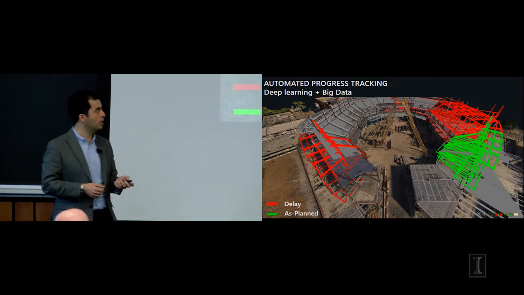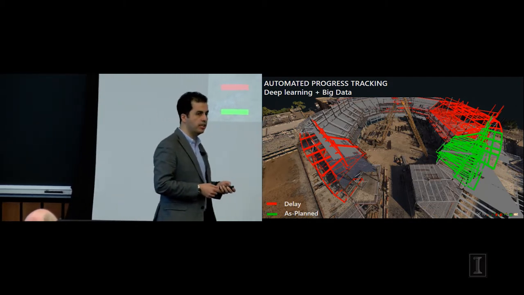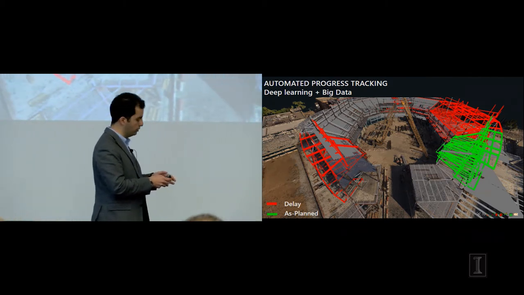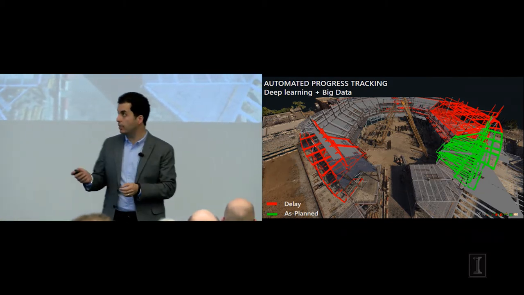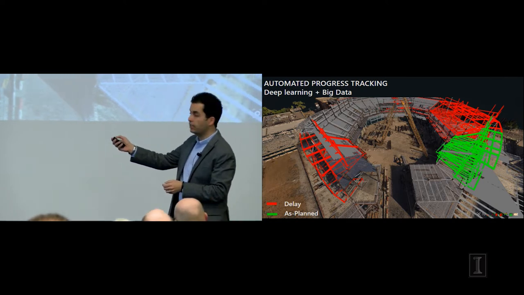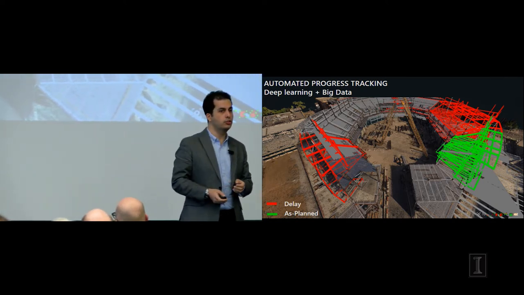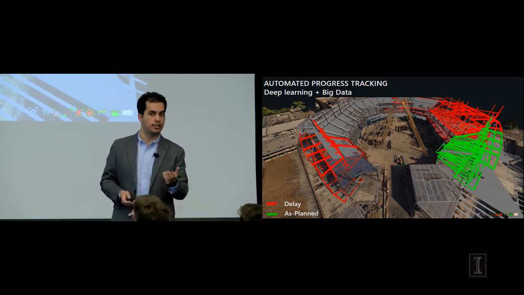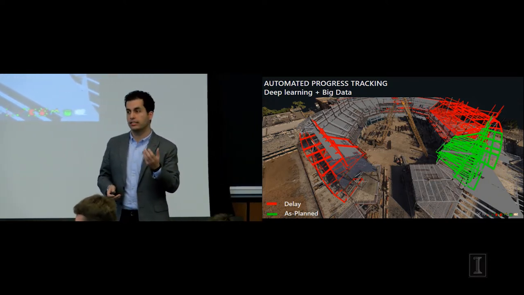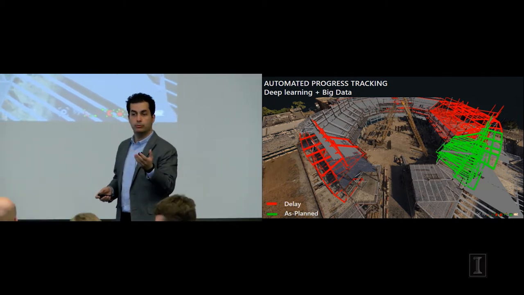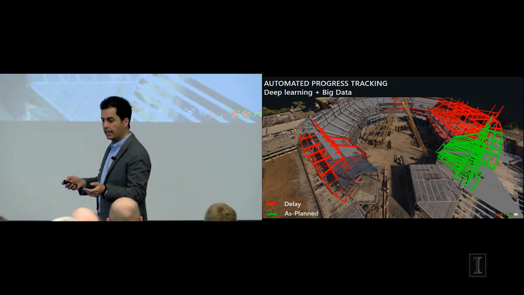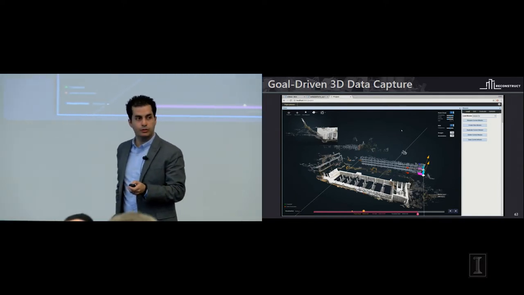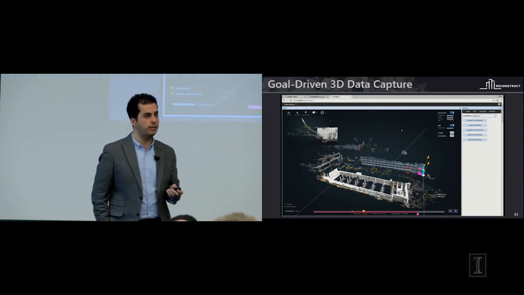Now, when I showed you the color coding of the elements, not everything that is commercially useful right now is automated. At the university, we're working on a number of technologies that can actually automatically assign these colors. So basically, there's no need for superintendents to worry about the accuracy of the data they're getting. We will provide them with the data, so now they can start spending their time on improving project performance as opposed to analyzing data.